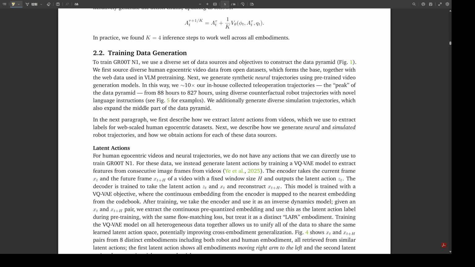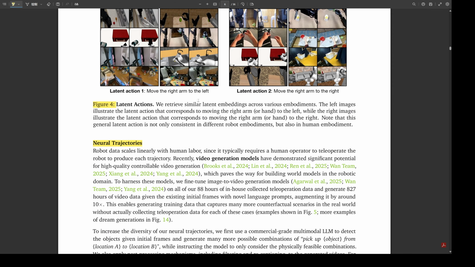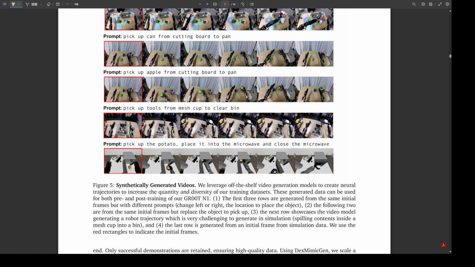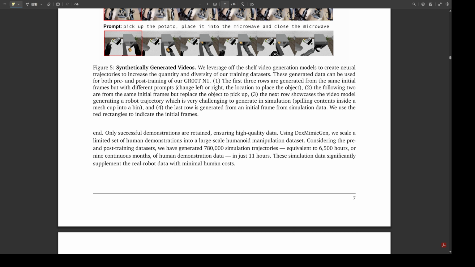So they generate 827 hours of synthetic trajectories from only 88 hours of real-world demonstrations. Wow, that's like almost 10x. Yeah, it's really impressive. That's a lot of data. It is. Okay, so they're really bridging the gap between simulation and the real world.